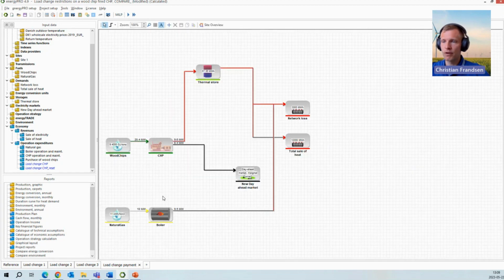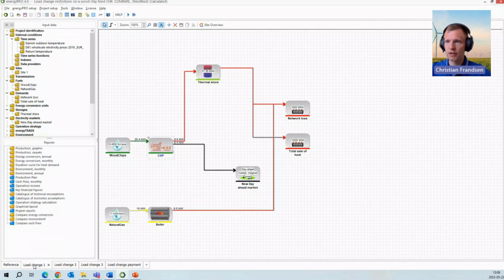Another way of applying load change restrictions would be to have what we refer to as a hard constraint. This is more like a soft constraint. It doesn't need to reduce the load fluctuations if it's very economically feasible not to do it. So this is why we call this a soft constraint. A hard constraint would be that we simply do not allow the unit to change load. And this is what we have done here in this alternative, load change 1.